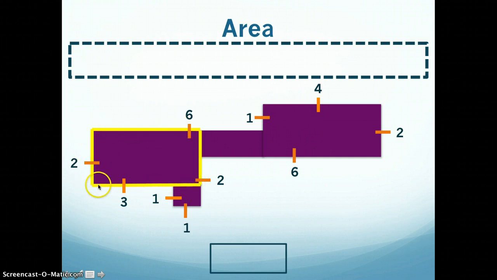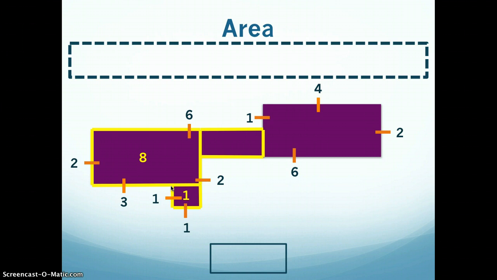Now, when I look at the length, this is 3 plus 1. So I have a length of 4 times my width, which is 2. 4 times 2 is 8. Let's look at this little space at the bottom. We have 1 times 1 for an area of 1.